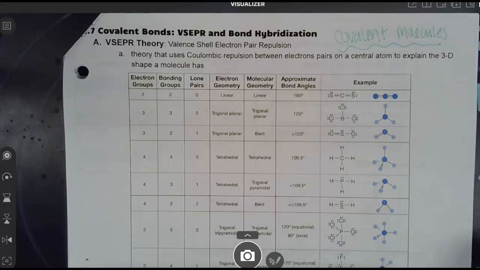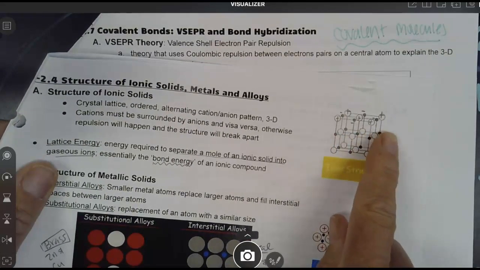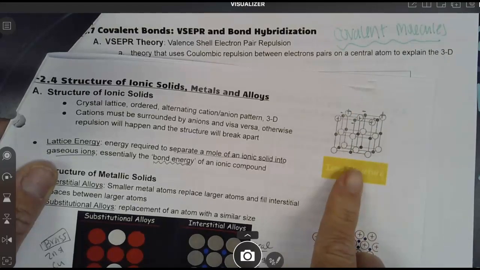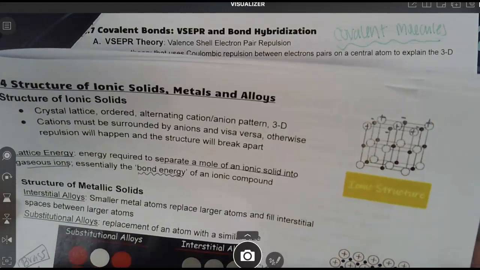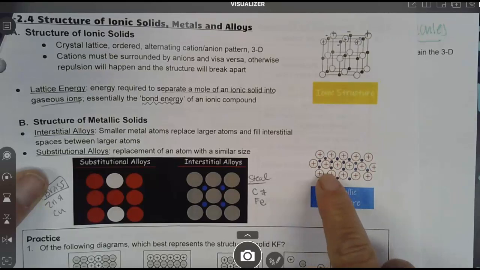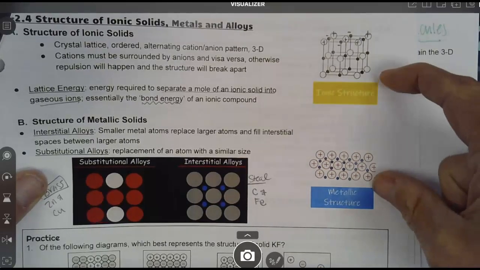Here we go. Where we are every other positive, negative, positive, negative, positive, negative. This is our very set structure for ionic compounds. All ionic compounds look like this. And then metallic compounds are always positive ions with their sea of electrons on the inside, right? My little dots in here are my electrons, and they're not in a set order. And this is just always true for these two.